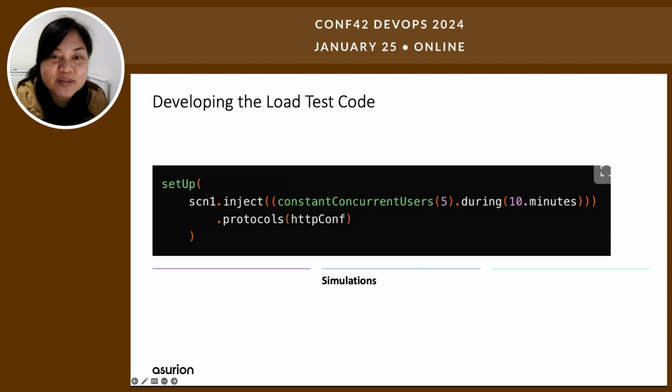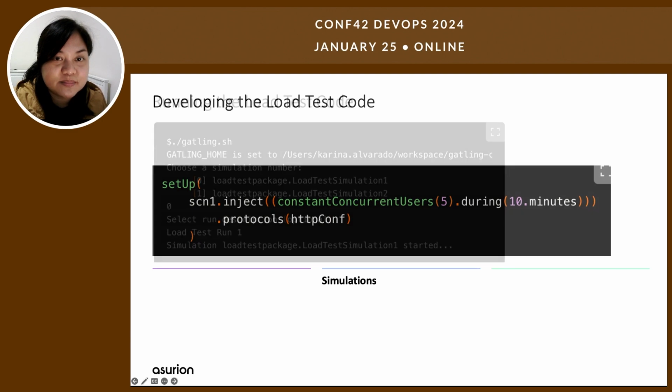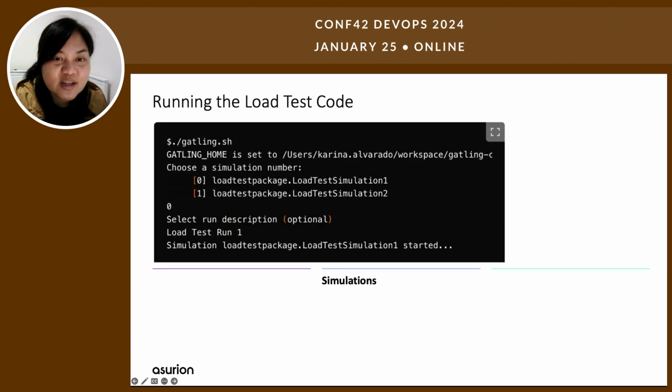Finally, we set up the scenario and inject users based on common injection options, where it could be either open or closed. If we have several scenarios, we can add them in the same file, delimited by a comma. We run the simulation by a shell script that contains instructions to run the Java program. This will open up a selection for the number of simulations we have in our directory and allow selection for which simulation to run.